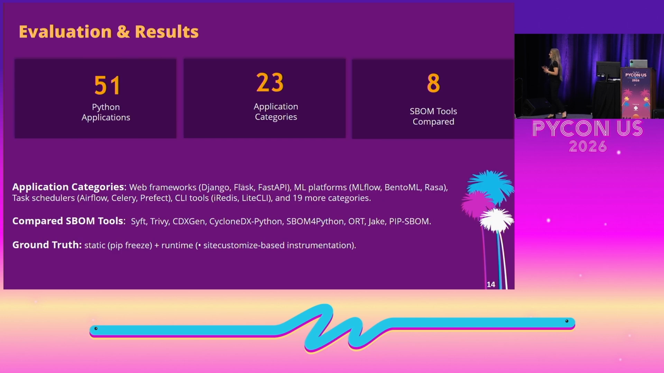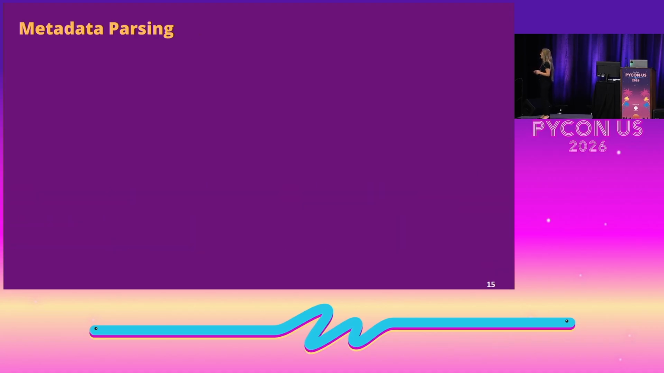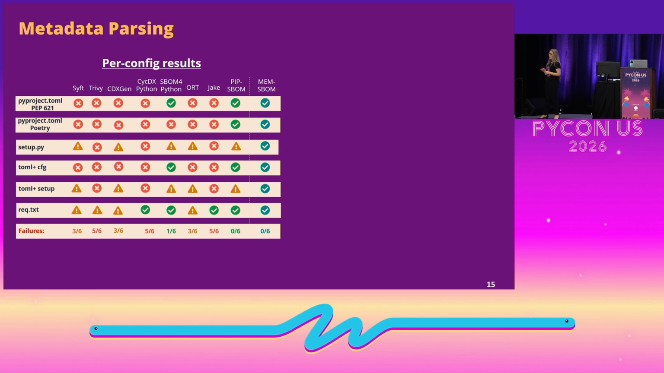And to evaluate it, because it's a runtime SBOM, we had to come up with 2 different kinds of ground truth. The pip freeze gives you the actual installed packages on your system, and we use sitecustomize, a module we could place in the site-packages of the environment, to do instrumentation to recover all the runtime modules. So when we tested the existing SBOM tools, we saw they are useful from a static point of view, but there is no one tool that can support all the configuration files of your Python applications.